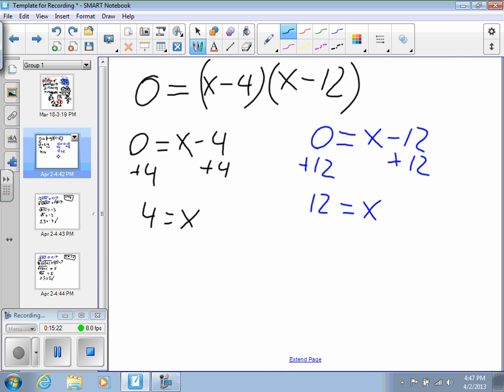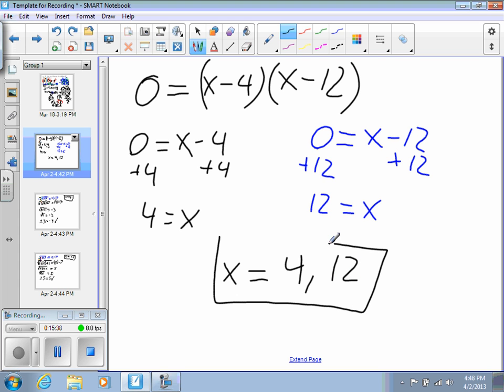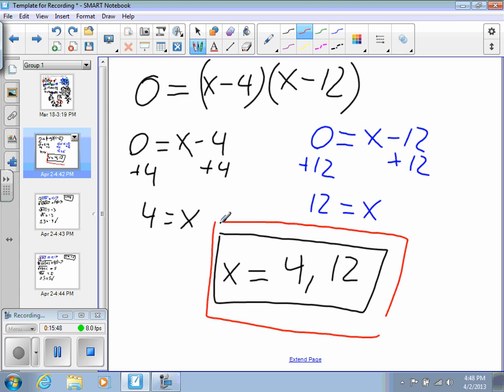So let's go back to our original page. And nope, we've got to go down another page. I've got two answers here. And what do I find? I find that they both check. So my answer is x equals 4 and 12. And just to make sure that you can see that this is the answer, I'm going to double box it. This is our final answer. X equals 4 and 12.